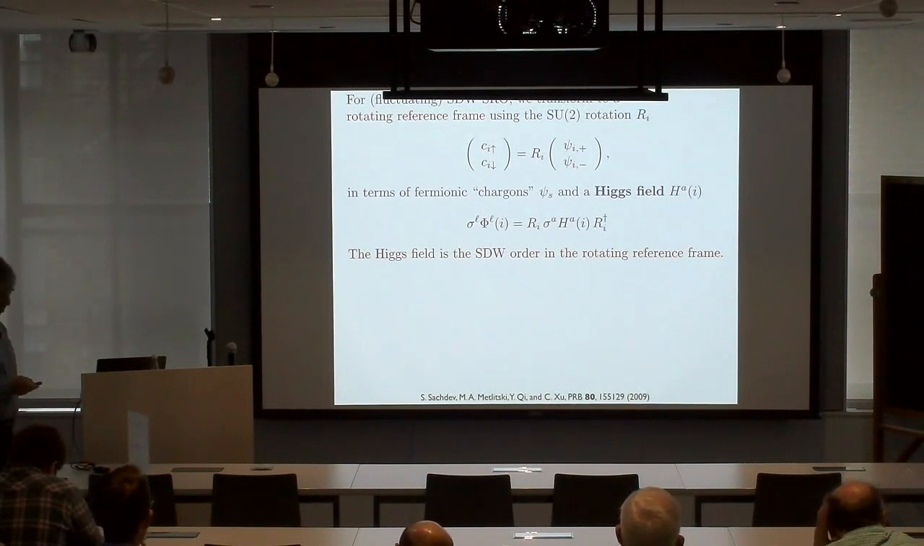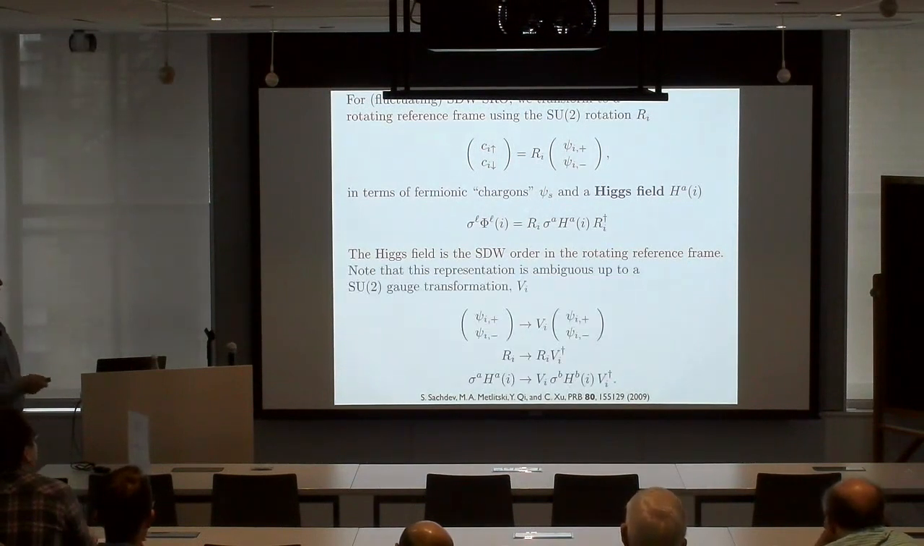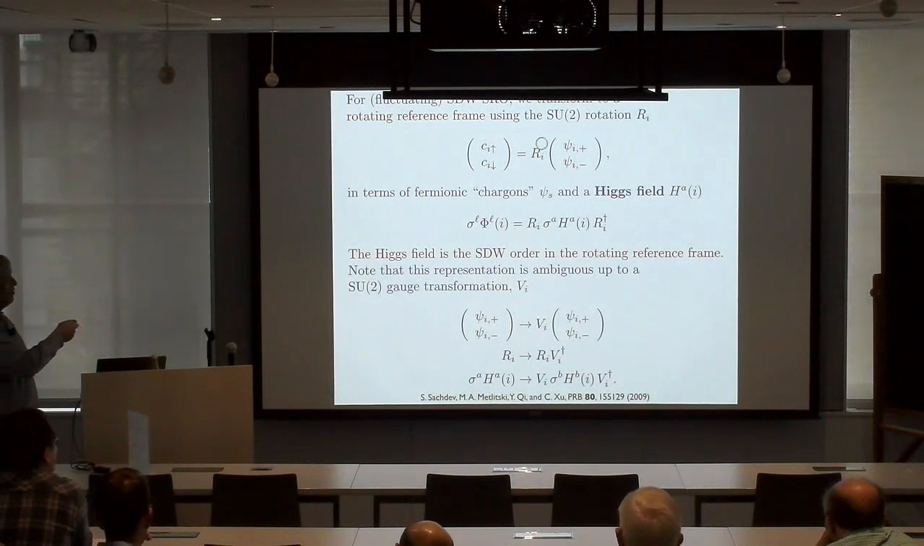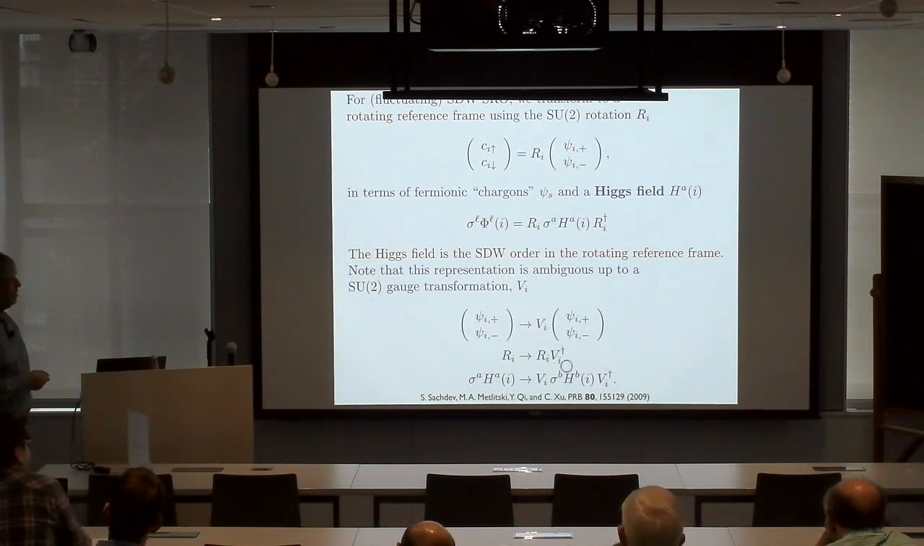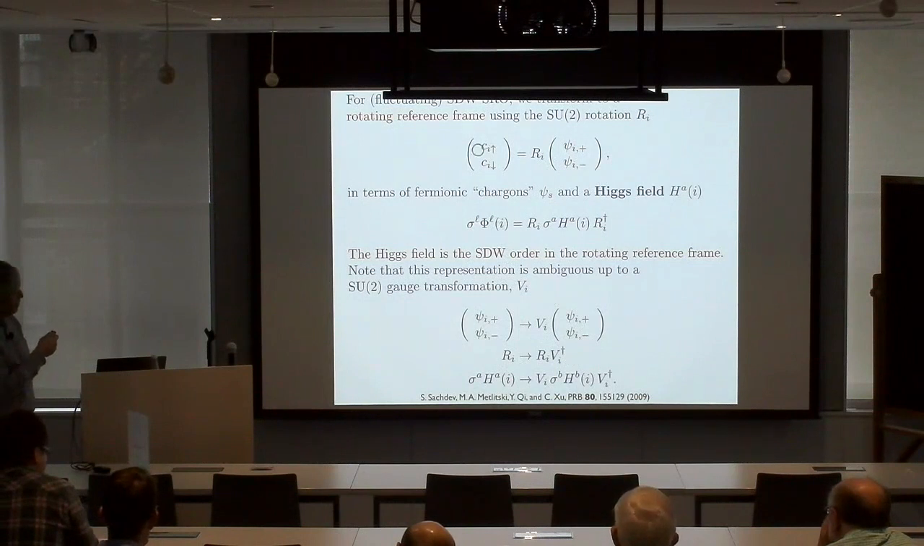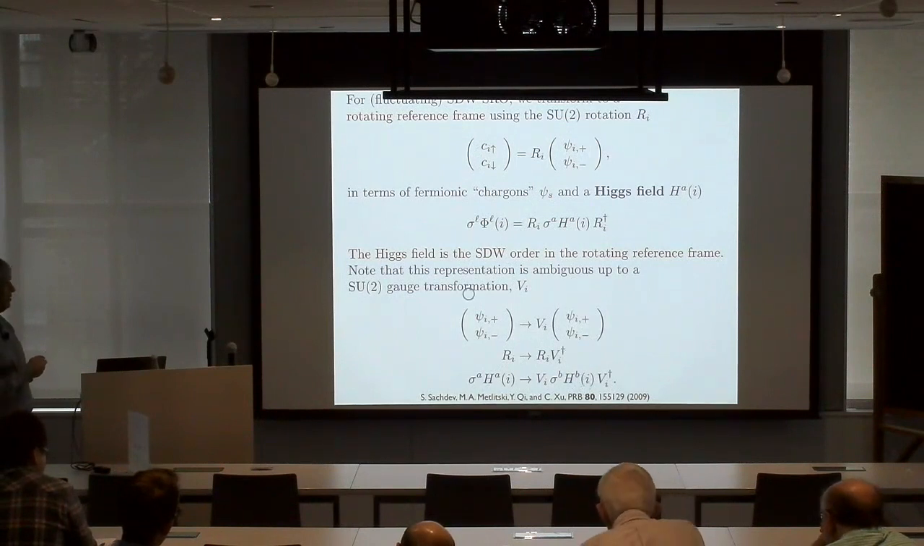Okay. Now, why did I call this a Higgs field? Well, because the moment I go to a rotating reference frame, whether I like it or not, I'm talking about an SU2 gauge theory. Because I can do this rotation. This is ambiguous. I can always insert in here a V dagger V, where V is any SU2 matrix. So I can redefine my chargeons by this factor V. I can redefine my reference frame. And that leaves the physical electrons and the spin density of order invariant, but it changes my H. So H transforms under this gauge transformation.